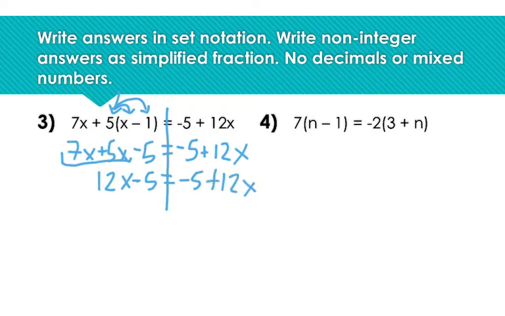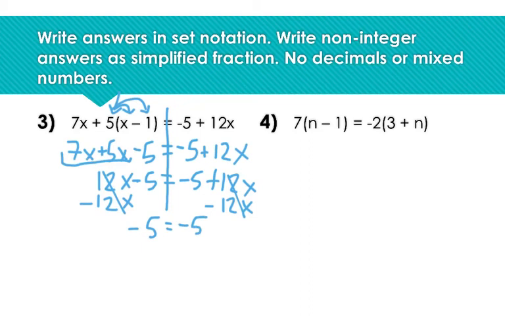Now our goal is to get the variables on the same side so we can solve. So I'm going to subtract 12x's from both sides of our equation. You might be able to see this already, but the 12x's will simplify out to 0 on both sides, so we get -5 equals -5.